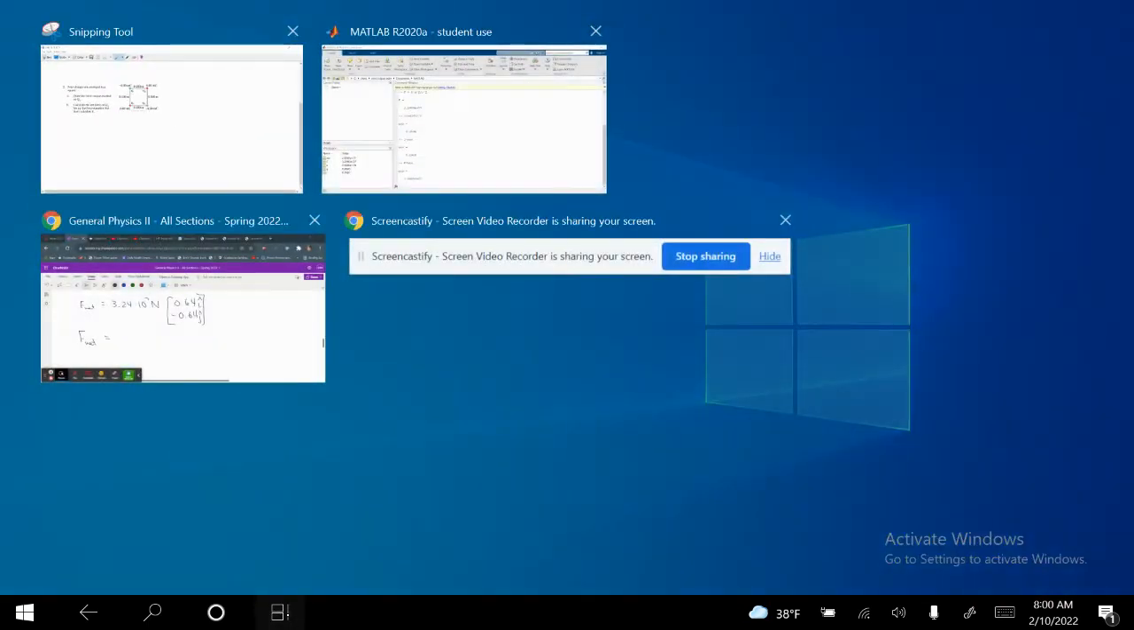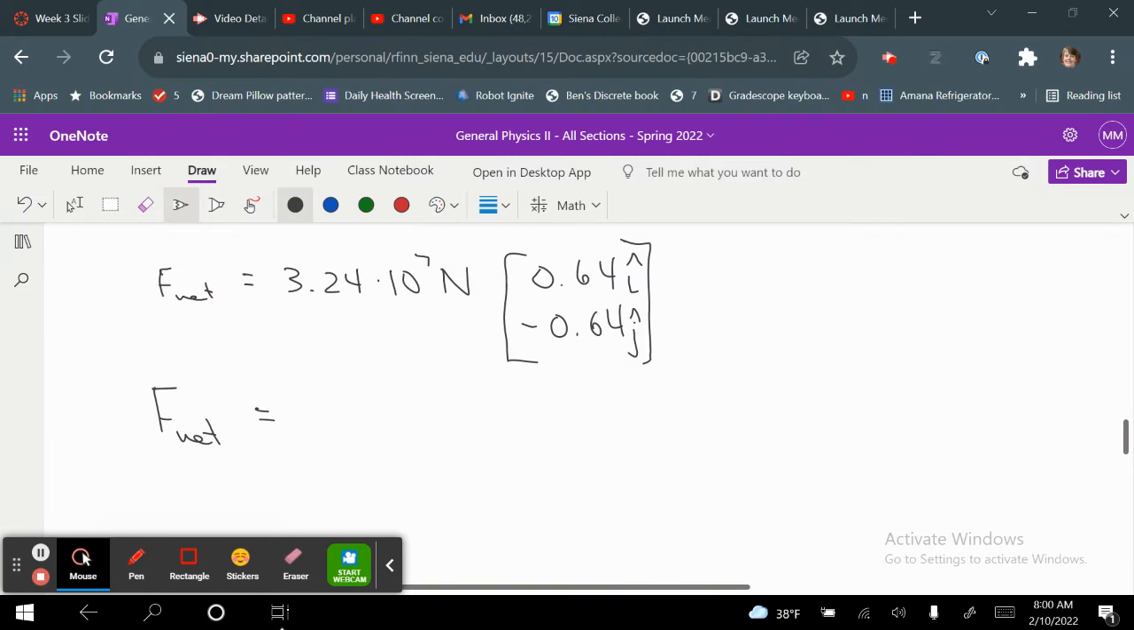Wrong one. There we go. So 2.09 times 10 to the 7th newtons, and this is in the i hat, and the minus j hat direction. And I'm going to leave it like that.